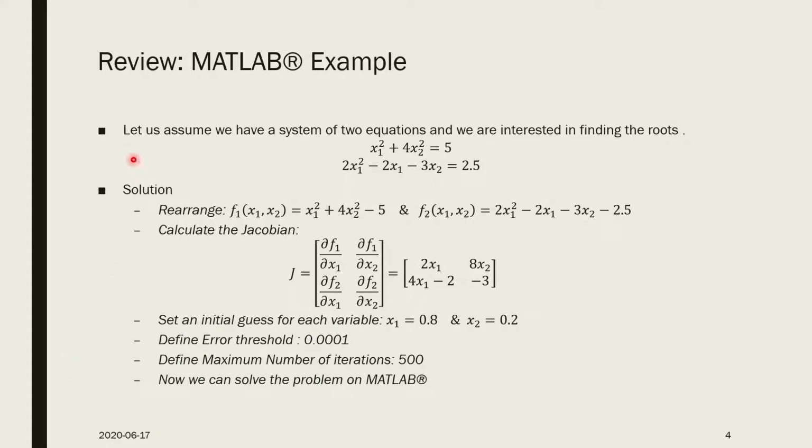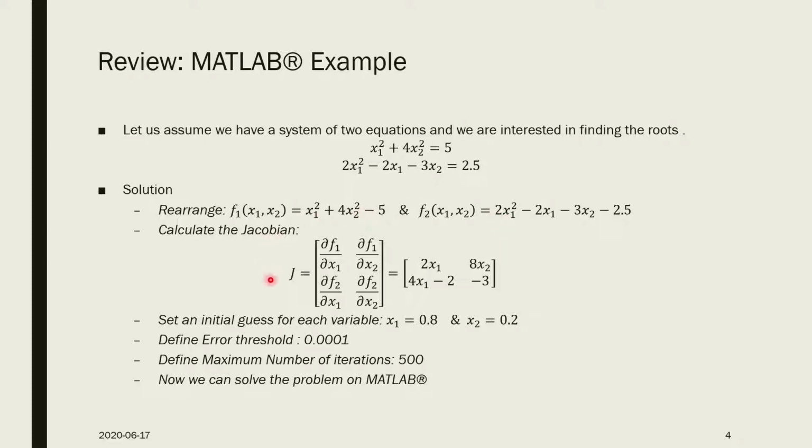So let's demonstrate the Newton-Raphson method using a simple example. Let's assume that we have a system of two equations, and we're required to find x1 and x2 that satisfy both equations. The first step, like in Lab 3, is to rearrange the functions such that everything on the right hand side is equal to 0. So we need to move the 5 to this side, like this, and we need to move the 2.5 to the other side. And now we have the two functions that we'll be using for the rest of the algorithm.